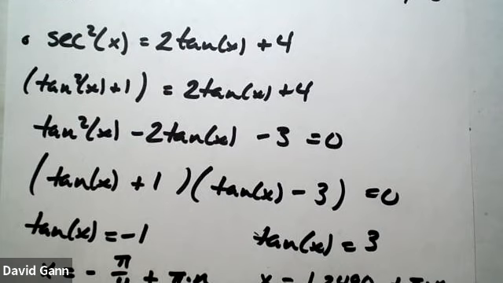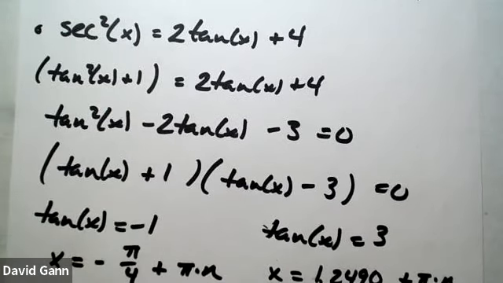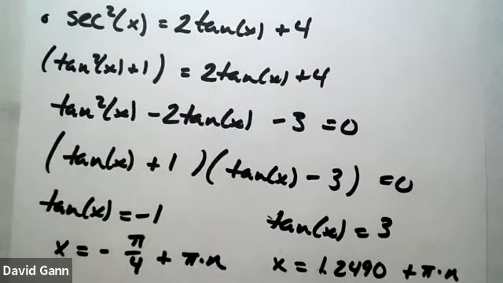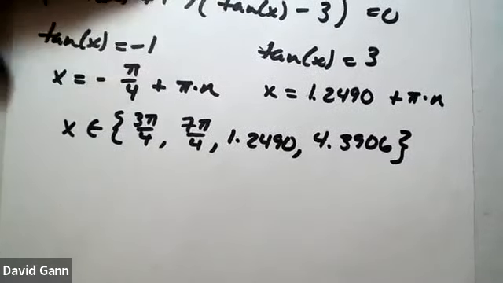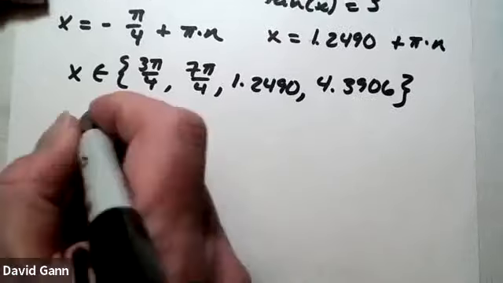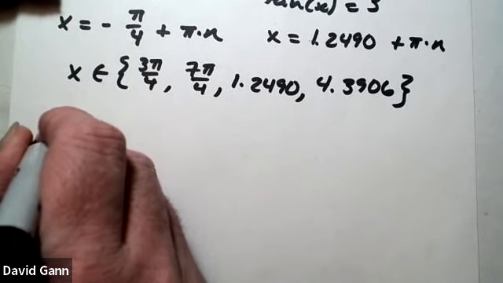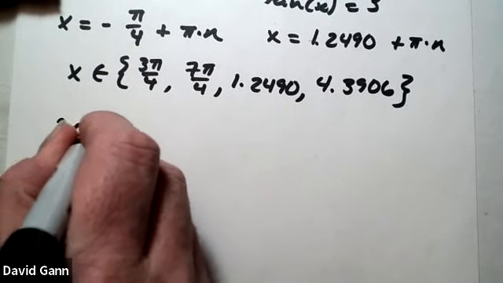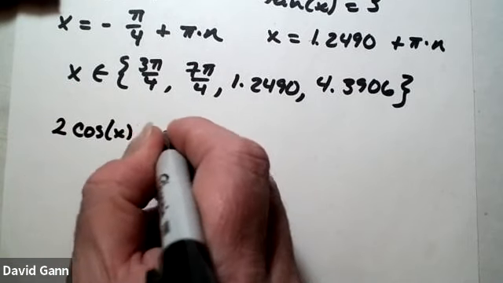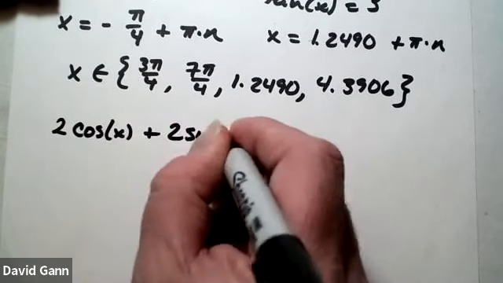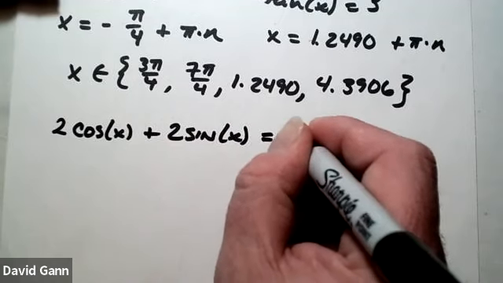So let me try another type of problem that's maybe a little bit trickier, because it's not a Pythagorean identity by itself. But I'll do it with one that's relatively easy. Let's take, let me do this, how about 2 cosine of x plus 2 sine of x equal to 1.